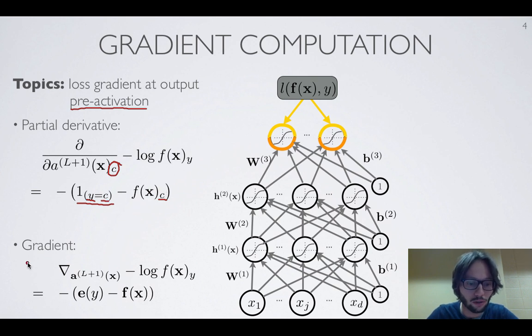If we want to write it in vector form to get the gradient, this term becomes the one-hot vector, and this other term becomes the vector of probabilities, so the output vector f(x). So this is the gradient for the pre-activation, which is actually very, very simple mathematically.